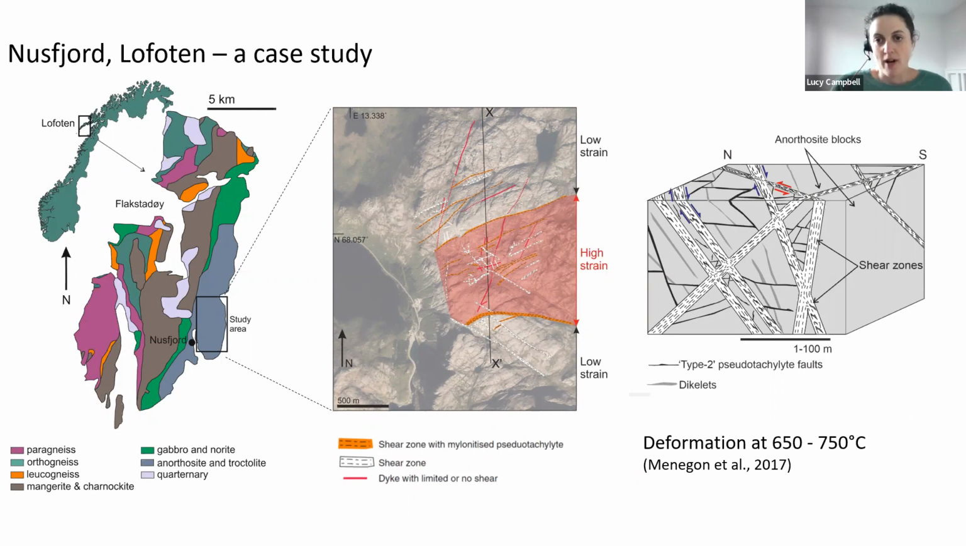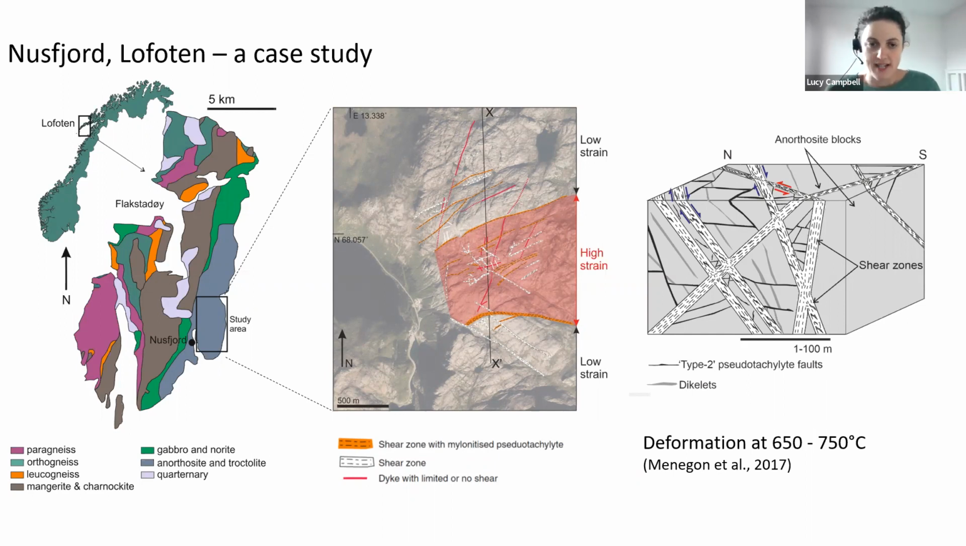So there's a very blocky geometry with these shear zones bounding these blocks of anorthosite which don't have much apparent viscous strain within them. When we look at these blocks, they're bounded by these shear zones at scales of up to about 100 meters, but down to even about 10 centimeters between adjacent shear zones. Some of these blocks are actually cut by pseudotachylite faults.